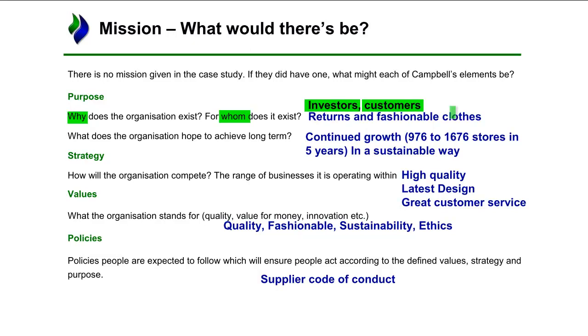What does the organisation hope to achieve long term? Well, we are given our 5-year plan, and in that 5-year plan, number of stores is going to go up from 976 to 1,676. That is a huge expansion. And they're focused on doing it in a sustainable way. And so that combination then of big expansion, sustainability is a driving force for where this business is going.